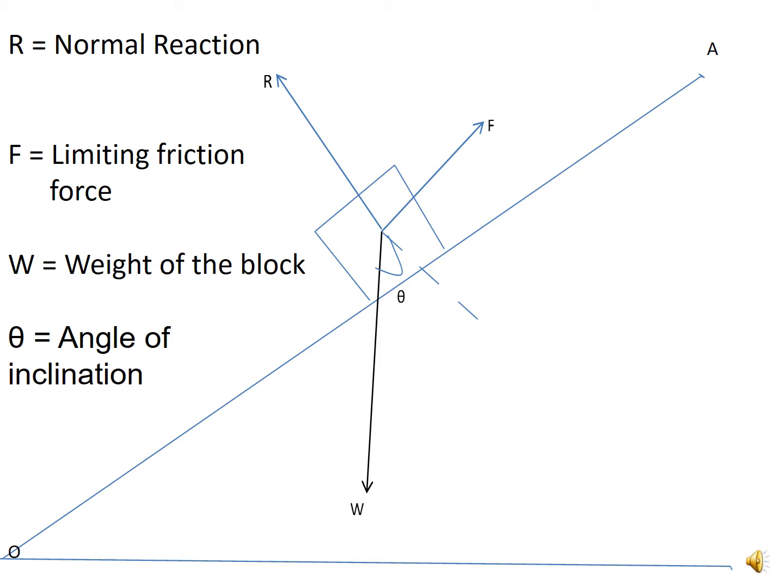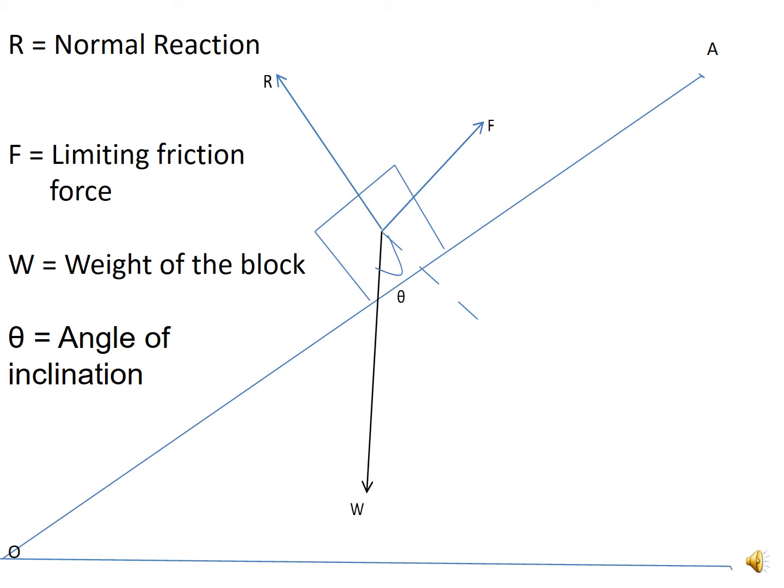Another force we are considering is the weight of the block that tends to act downwards. According to Newton's third law of motion, in every action there is an equal and opposite reaction. In this case, the normal reaction acts upwards, which is R. You must observe, however, that your normal reaction R and your weight W are inclined at an angle theta.